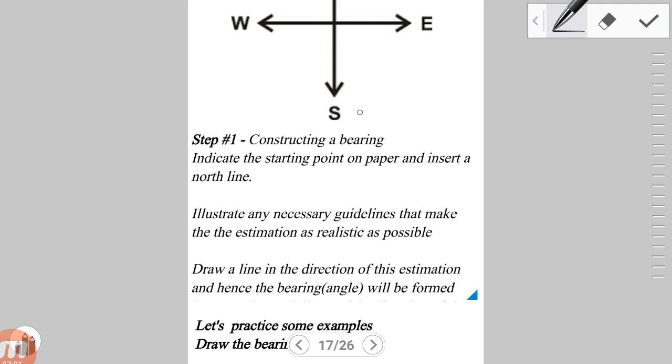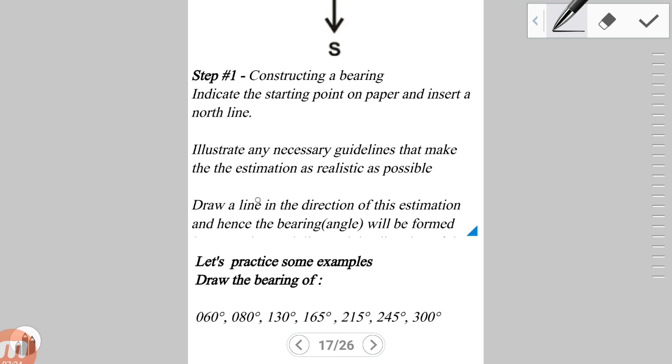So we did say earlier that we have our 90 degrees, our 180 degrees, our 270 degrees. We have those guidelines. So I normally indicate those, as you're going to see in the examples, with broken lines, and I normally indicate my 4 standard cardinal point directions with bold lines. So it's going to be very important that we do that. Now, draw a line in the direction of this estimation, and hence the angle of the bearing will be formed. So whenever we have drawn that, we are going to draw our bearing in a clockwise direction.